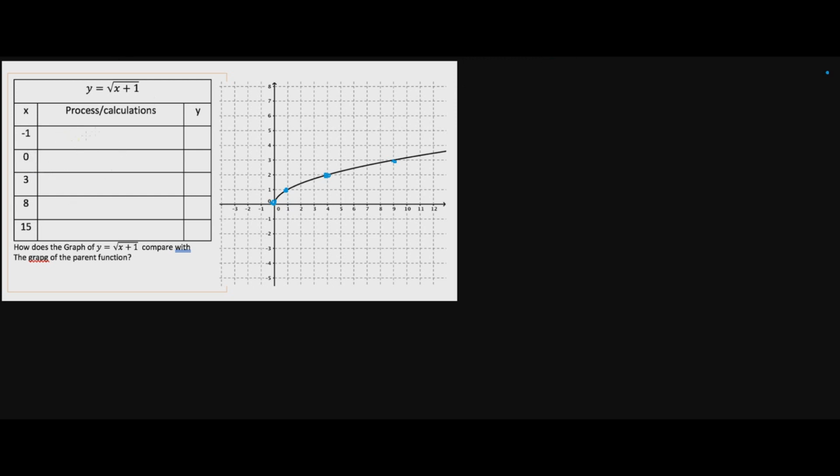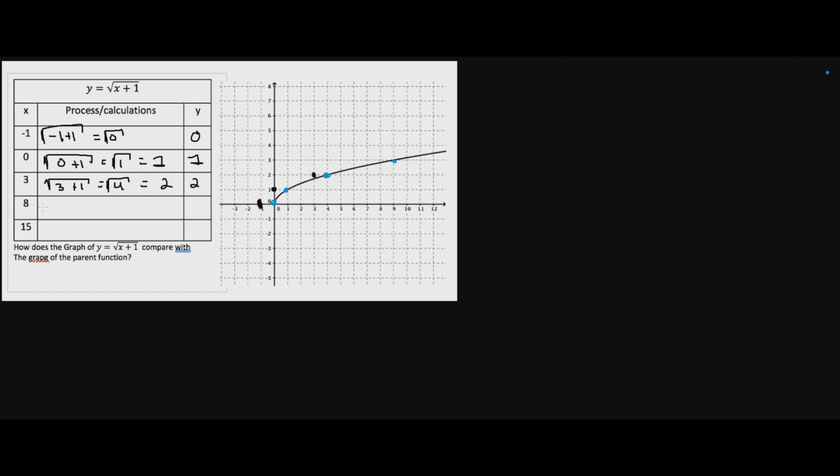So let's plug in -1 into the entire thing, the square root of -1 plus 1. What's the square root of -1 plus 1? Well, that's 0. The square root of 0 is 0. So -1 comma 0 right there. Plug in 0. What's the square root of 0 plus 1? We get the square root of 1, which is 1. So 0 comma 1. Plug in 3. What's 3 plus 1? Well, we get the square root of 4, which is 2. So 3, it's 2. Boom.